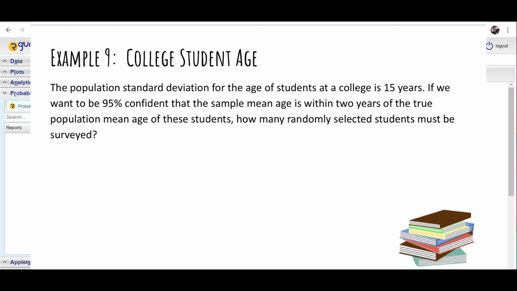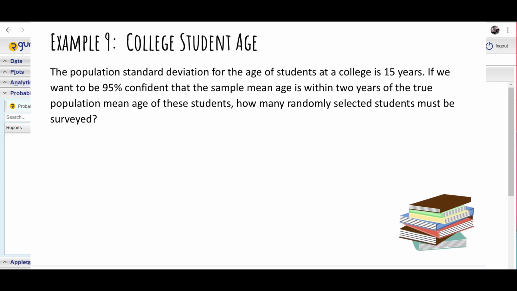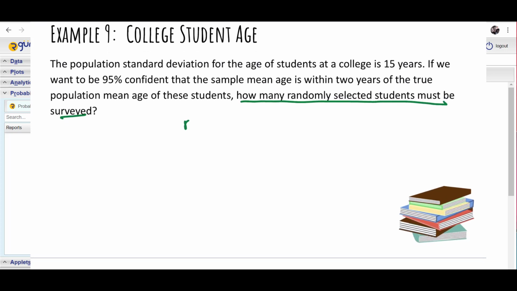All right, so let's look at a problem like that. A population standard deviation for the age of students at a college is 15 years. If we want to be 95% confident that the sample mean age is within 2 years of the true population mean age of these students, how many randomly selected students must be surveyed? All right, so they didn't ask for a confidence interval. They said how many students must be surveyed in order to have the confidence level with the margin of error that they're giving here. So we're going to use the formula N equals Z alpha over 2 times sigma over margin of error, squared.